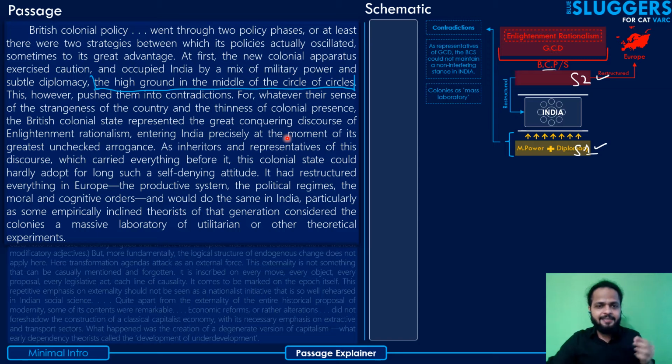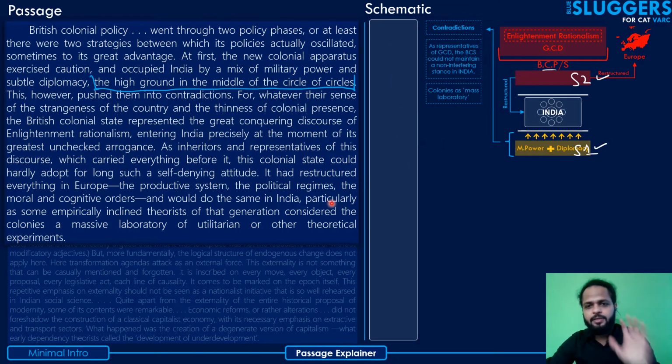So what he's saying is that it became quite apparent that they would go on with the drastic transformations, because many theorists of that generation also considered the colonies to be a laboratory where they could test their ideas of utilitarianism, or do some theoretical experiments, right? So yeah, that's what he means. So these were the factors.